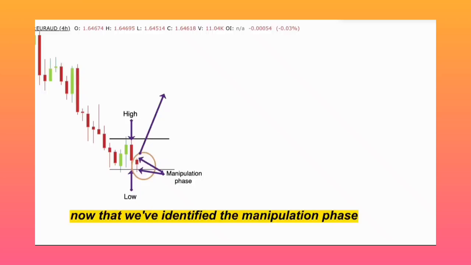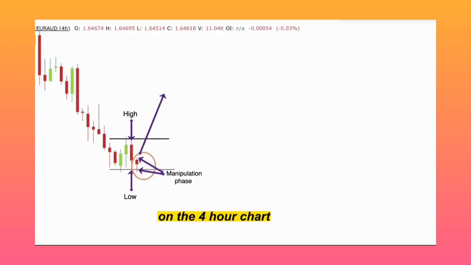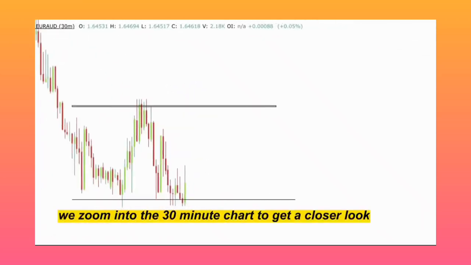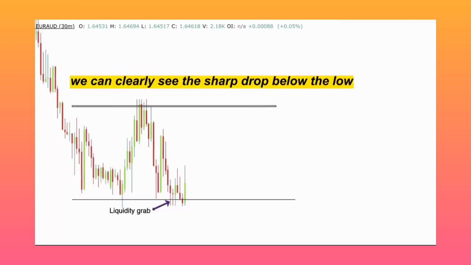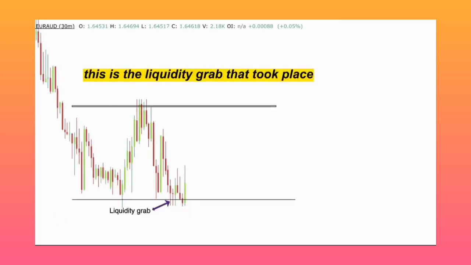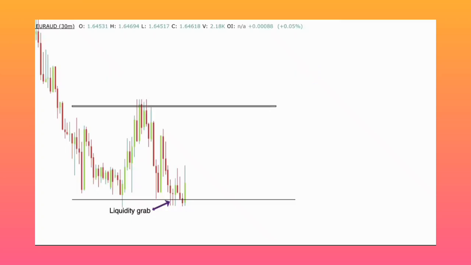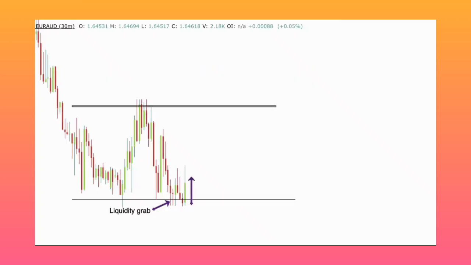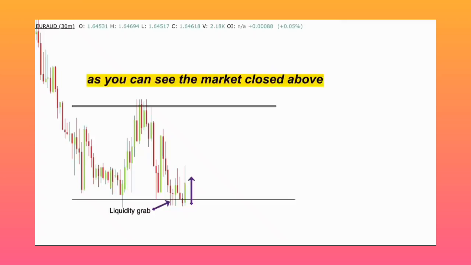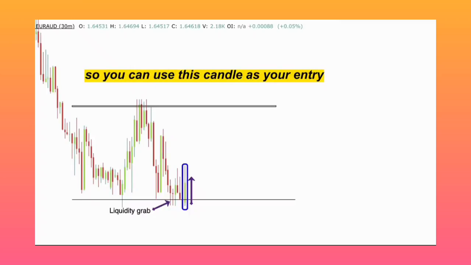Now that we've identified the manipulation phase on the 4-hour chart, we zoom into the 30-minute chart to get a closer look. On the 30-minute time frame, we can clearly see the sharp drop below the low. This is the liquidity grab that took place. Afterward, the price starts reversing back up. This is your opportunity. As you can see, the market closed above the low of the 4-hour time frame, so you can use this candle as your entry.